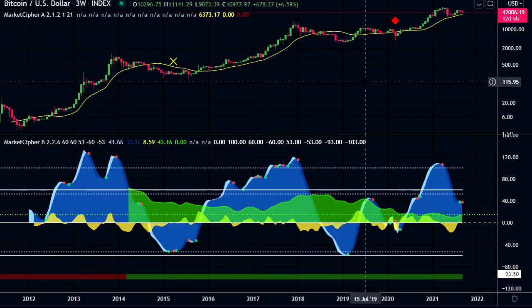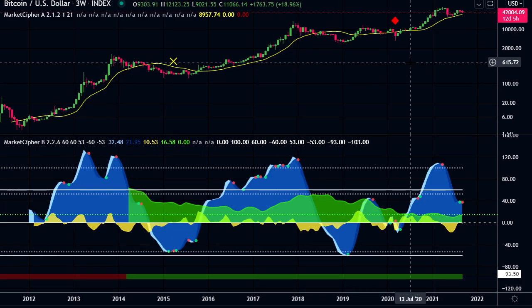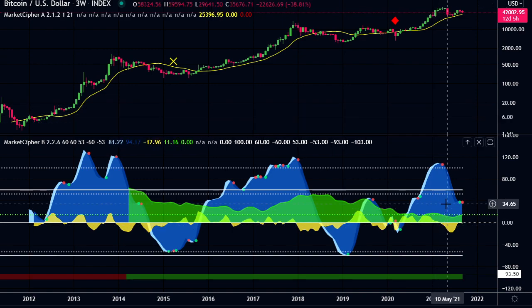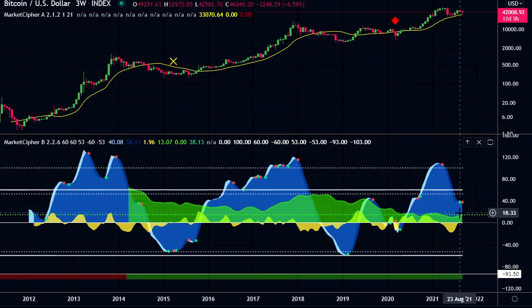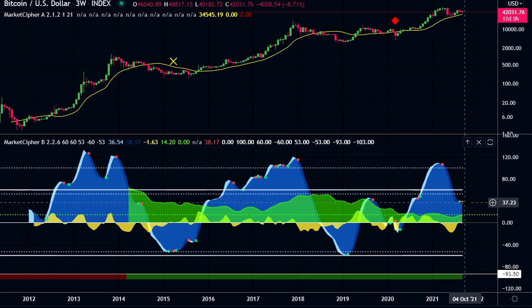And finally, looking at the 3-week chart here for Bitcoin, we can see we have come down. We did get that green dot. It got confirmed. Now we do have a red dot appearing, but this candle won't close until the 4th of October. And I do think this red dot will disappear by the time we open that 4th of October candle.